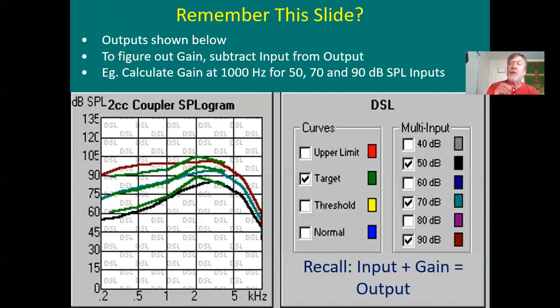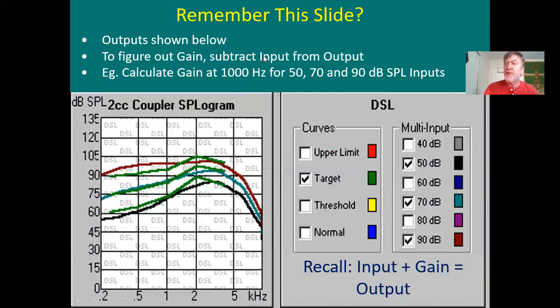Well, look at 1,000 hertz. In this particular case, some audiogram got entered, and your outputs are now plotted according to some fitting method, could be NAL, could be DSL, who cares. But to look at gain, look what it says here in the white letters. To figure out what the gain was, you always have to subtract the input from the output.